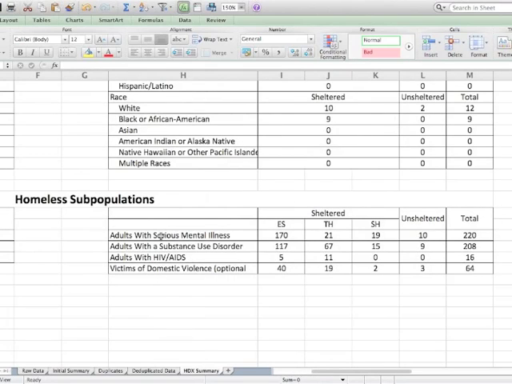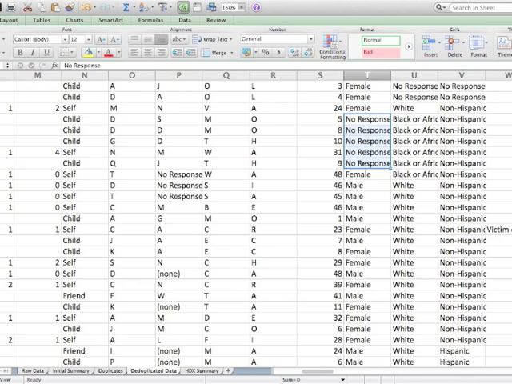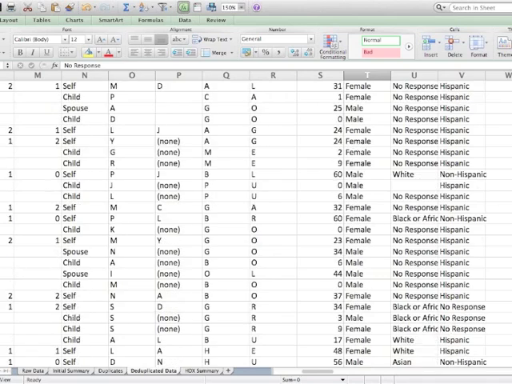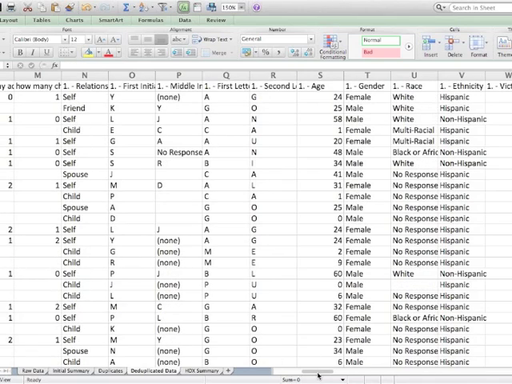The next part of the subpopulations that we looked at are those with serious mental illness, substance abuse disorders, HIV/AIDS, and victims of domestic violence. Again, all of this information was collected in the de-duplicated tab. Sorry, I'm just trying to get to the top.